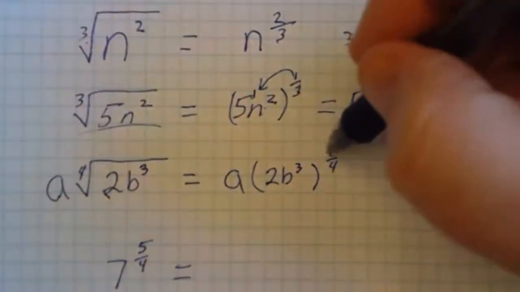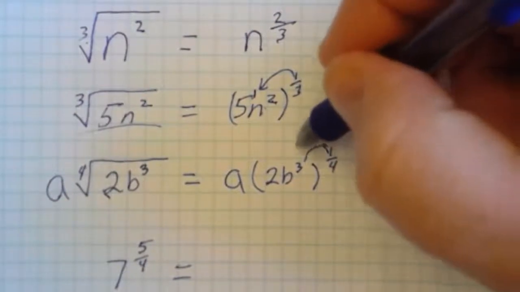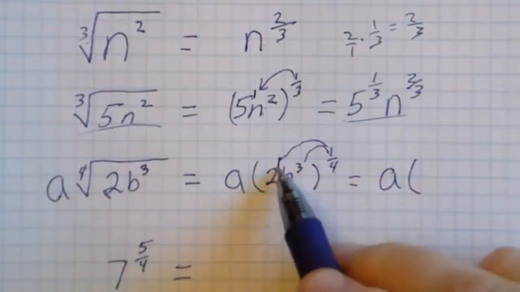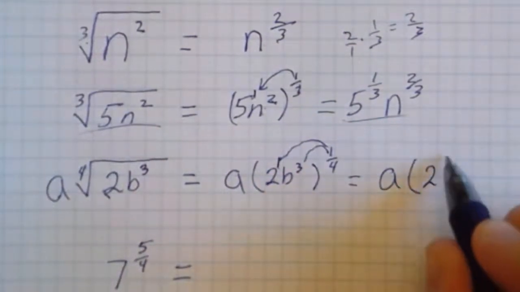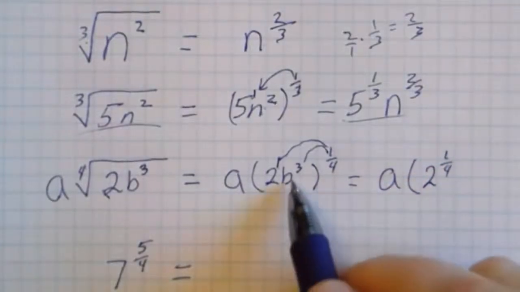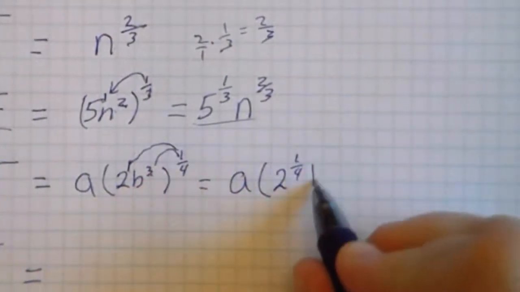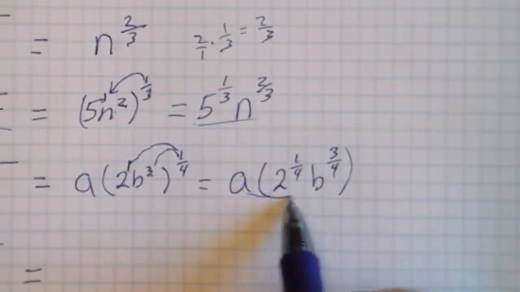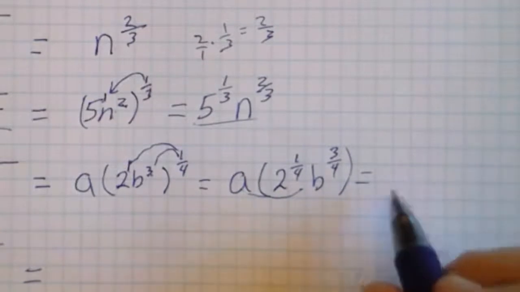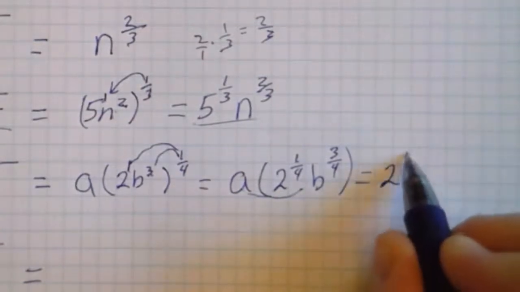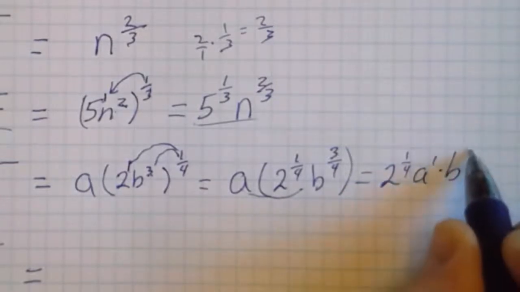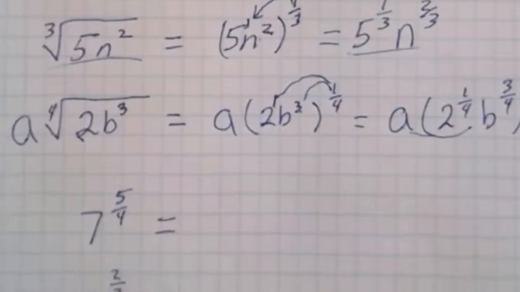And then again, I still have to distribute this to both of these numbers. I'm going to go ahead and put a 1 right there. So that will become a times 2 to the first raised to the fourth is 2 to the 1/4 power. And b to the third raised to the fourth is b to the 3/4 power. And then I'm just going to multiply this inside here to make it a little bit nicer, neater. So 2 to the 1/4, a to the first times b to the 3/4 power.